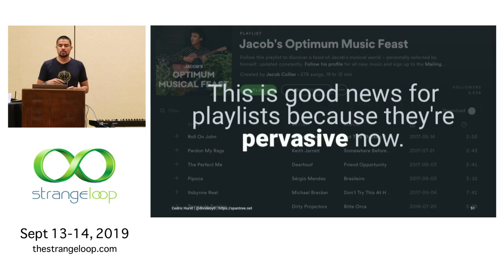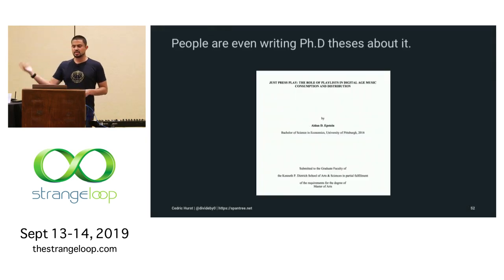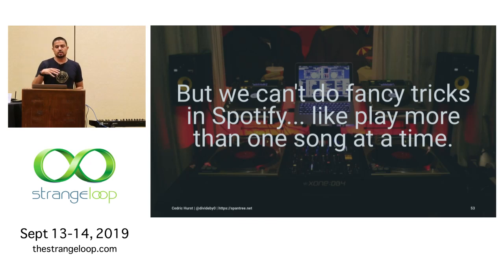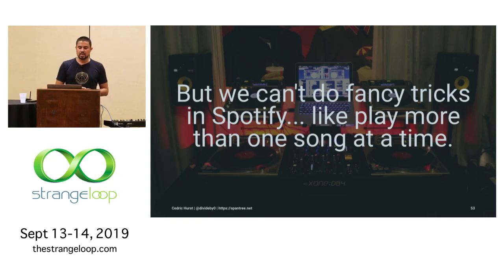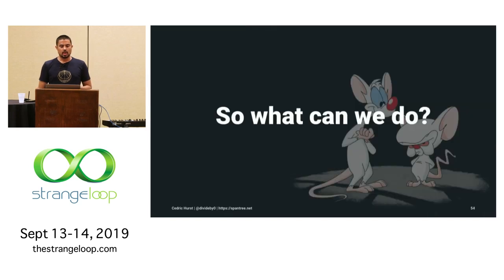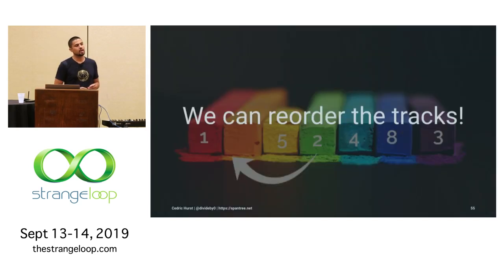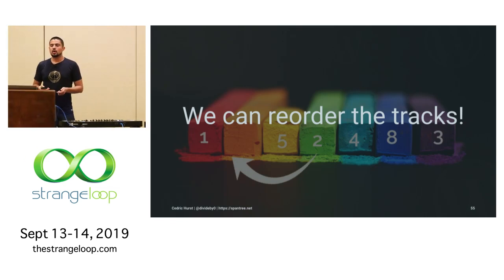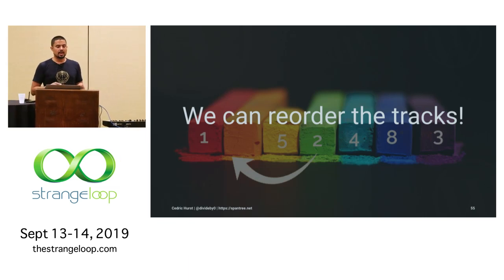So the good news, though, is that playlists are everywhere. They're pervasive now. There's even PhD theses being written about playlists and the sort of abundance of playlists in the new cloud media economy. But we can't do fancy tricks like this where we're layering a bunch of records on top of each other. In Spotify, we can't play more than one song at a time. But what can we do? Well, we can reorder the tracks. So based on those music theory notes from earlier, we can create a rule-based system that allows us to figure out the best way to structure songs together from one to another.